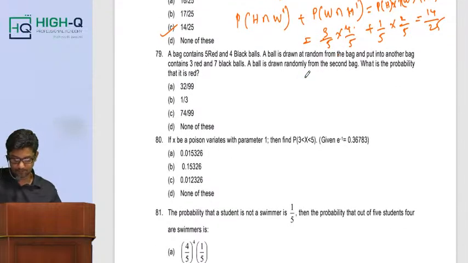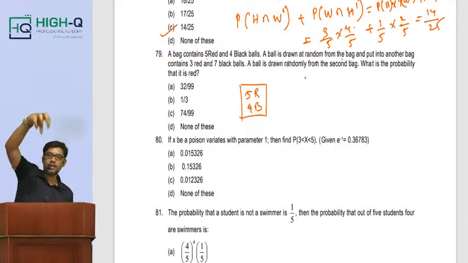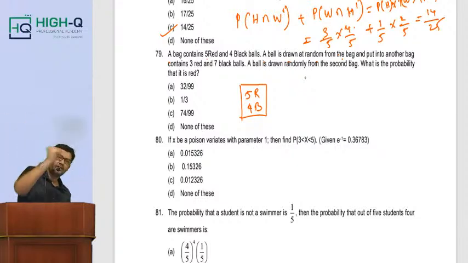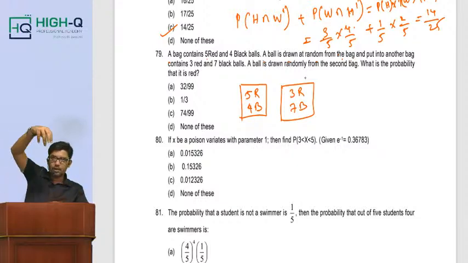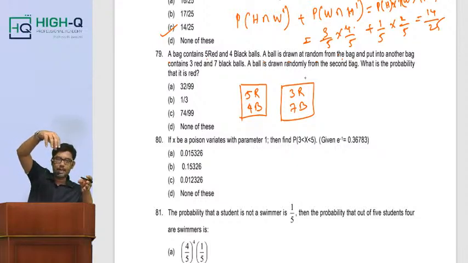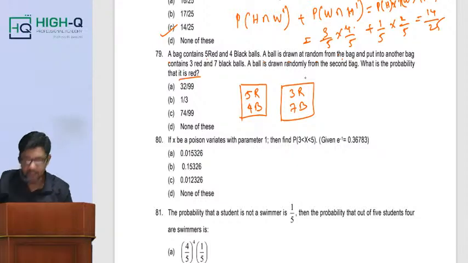Next one. A bag contains 5 red, 4 black balls. A ball is drawn at random from one bag and put into the second bag, which has 3 red and 7 black. Such a simple question, my dear, but most of the people are leaving this question unnecessarily. So first what we are doing, a ball is drawn at random from bag 1 and we are transferring to bag 2, and from bag 2 I am going to draw the ball, and that ball should be what? Red ball. Wow, very good. In one line we can write the answer.